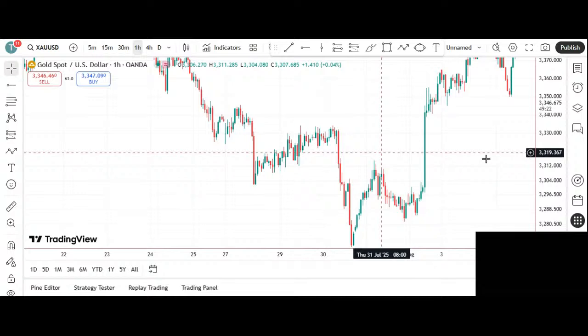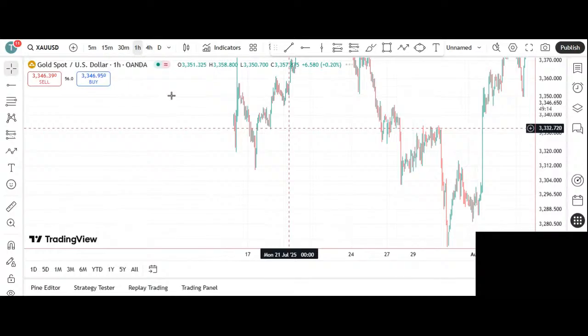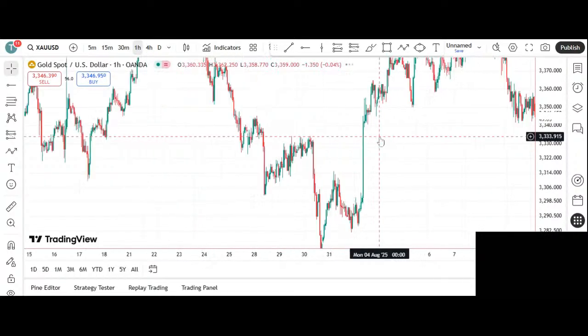That is very, very important. How to identify your support and resistance level, right? So I will try my possible best to break this class down in order for you to understand this whole thing properly.